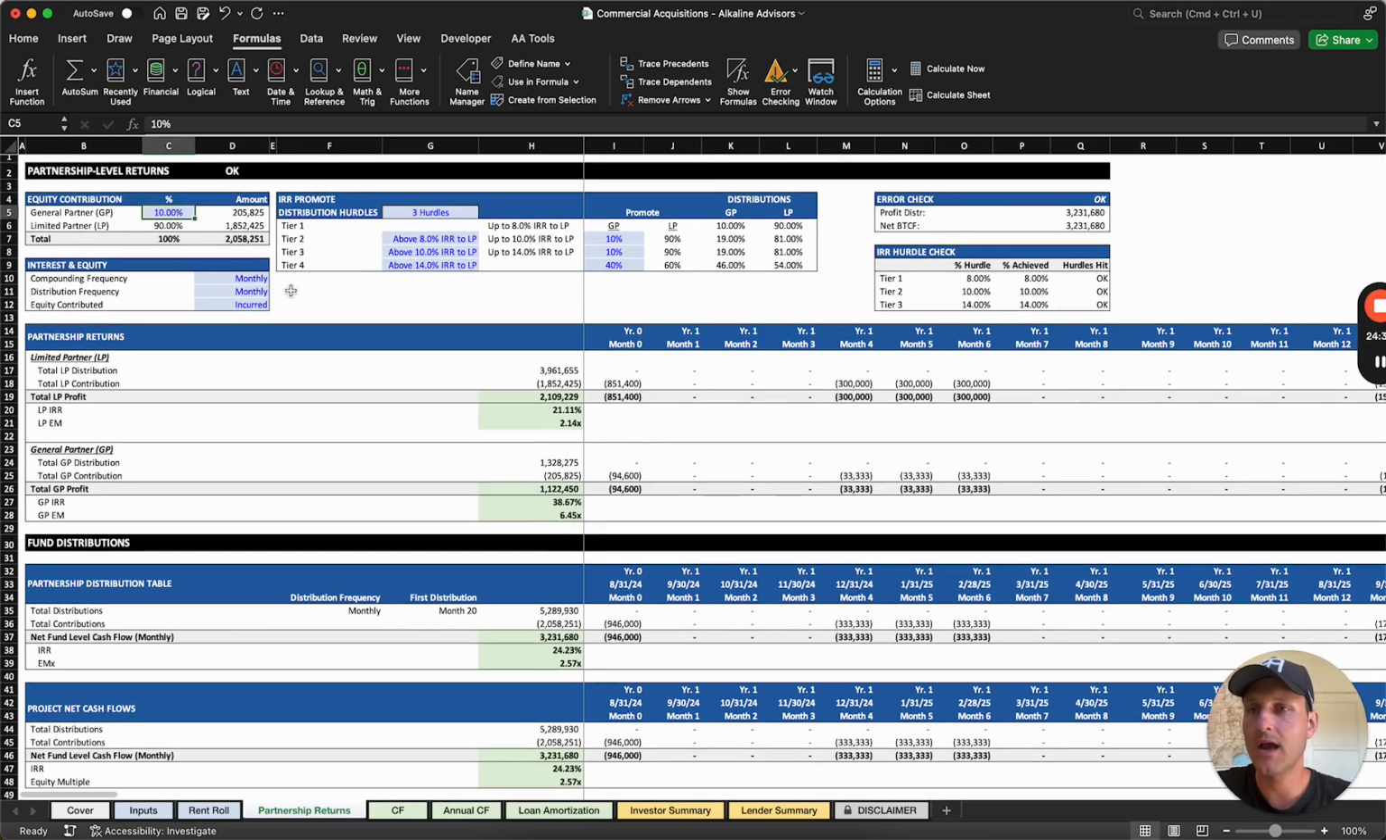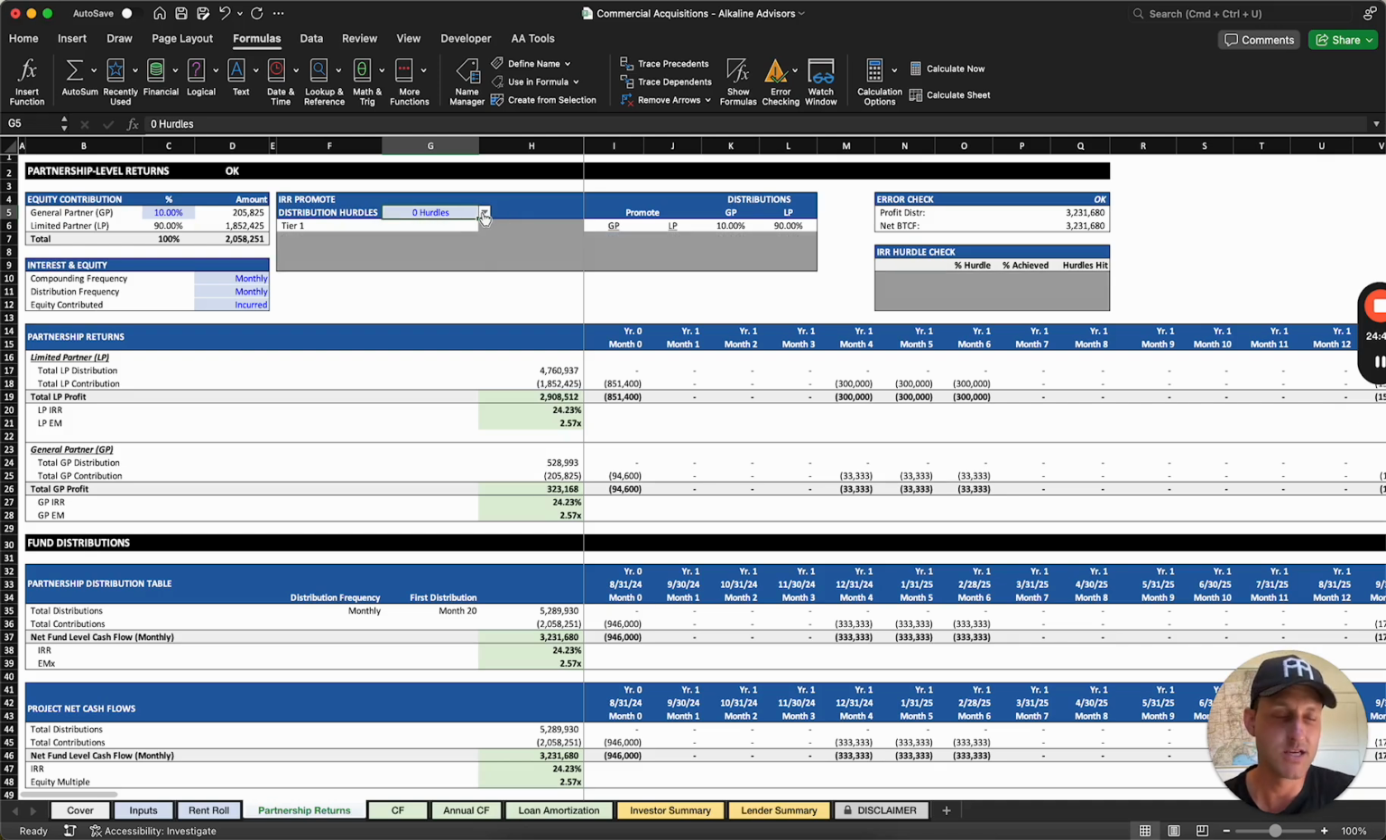We're then saying, okay, what percent of the capital is the GP bringing versus the LP? What is the distribution? What do the distribution hurdles look like? So we have the option for up to 4 tiers, but you can toggle between no tiers. So the distributions are just pari passu, right? And you'll notice in this scenario with no tiers, it's just a 90-10 split. The LP return metrics as it relates to IRR and equity multiple match the GP return metrics.